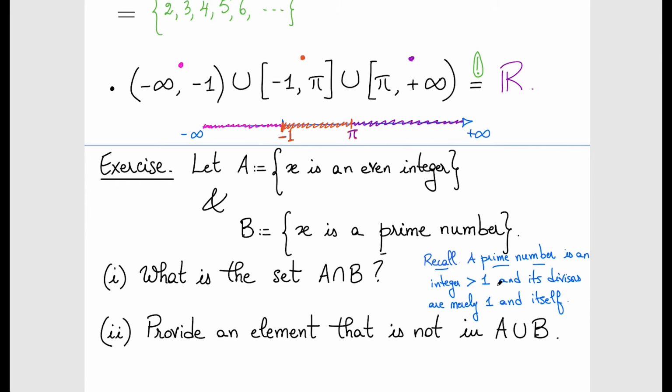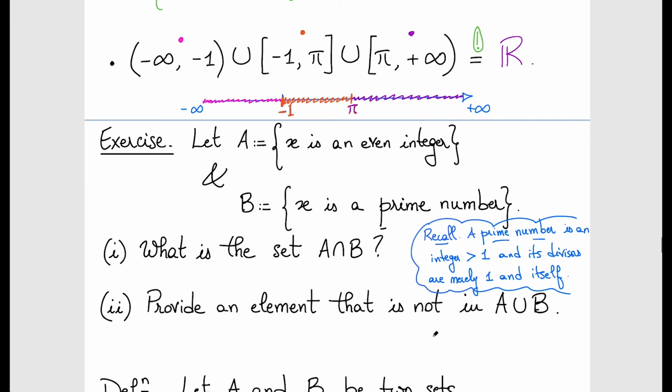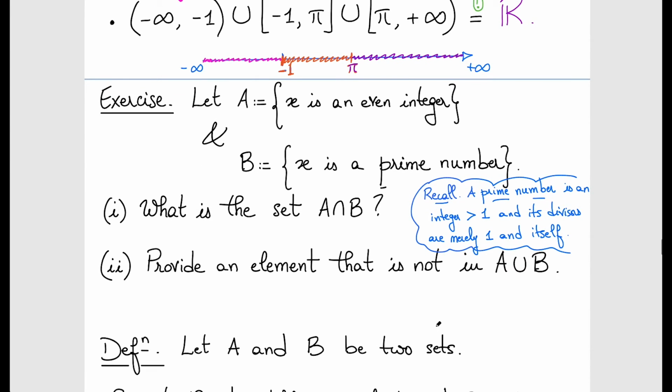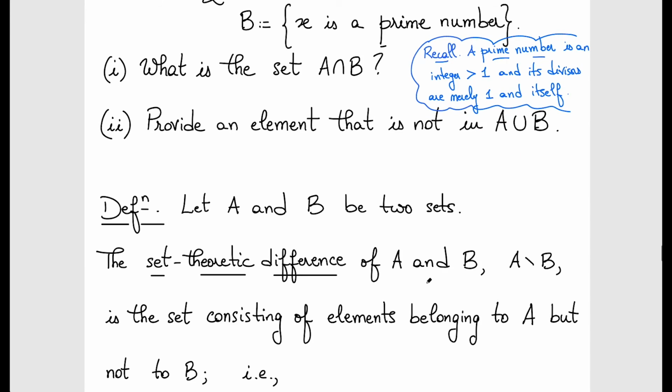Right? So 2 is a prime number because 2 is an integer that's bigger than 1 and its divisors are only 1 and itself. 3, 5, 7, etc. 1 is not prime because 1 is not bigger than itself, right? Okay. Alright. So the question here is find the intersection of those two sets, and the second part, provide an element that's not in the union. Okay. Alright, let's keep going.